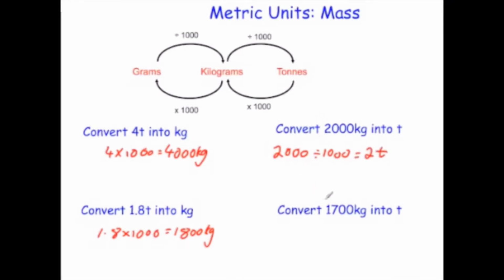And finally, convert 1,700 kilograms into tons. Again, to convert from kilograms to tons, you divide by 1,000. So we're going to do 1,700 divided by 1,000. Take off the 2 zeros, put the decimal point in, 1.7. So it'd be 1.7 tons.